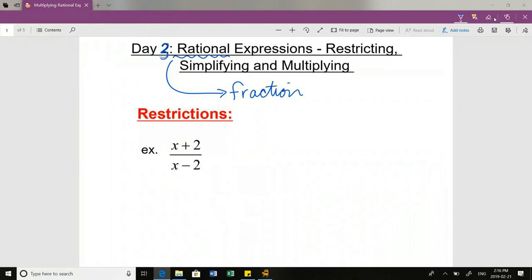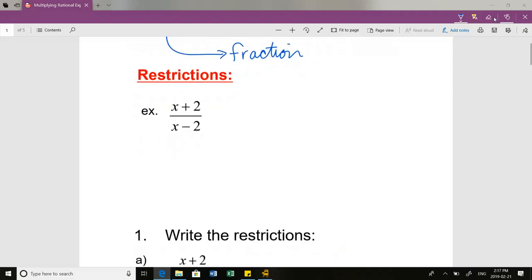Okay. So we are working with expressions within fractions. So today we're just going to talk about how we can simplify and multiply them, and then we'll do some division and then addition and subtraction as well. Okay, so the first thing that we need to know when we're working with rational expressions is something called restrictions.